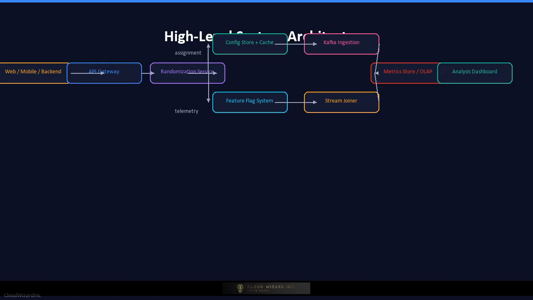Simultaneously, exposure events are emitted to a Kafka ingestion layer. Outcome events such as conversions, clicks, and watch time are collected through the same telemetry pipeline or pulled from the data warehouse. A stream processor joins exposures and outcomes in near real time and writes to an experiment metrics store. A separate batch pipeline runs daily or hourly to compute aggregated statistics, sample ratio mismatch checks, and guardrail violations. The results are served by an analysis API to the experiment dashboard, alerting service, and external reporting tools.